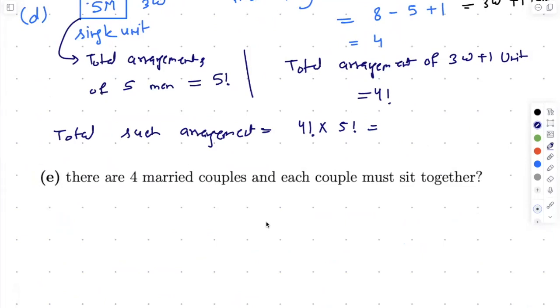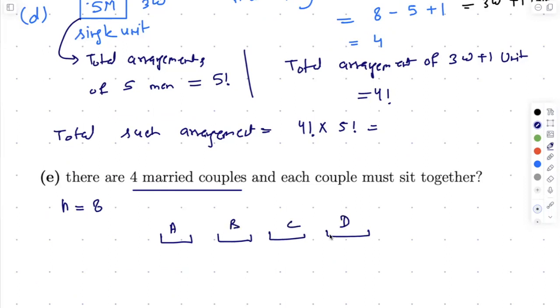There are four married couples. See, in total you have eight people. Out of them, four married couples are there. Each couple must sit together. So this is the place for the first couple, second couple, third couple, fourth couple. Let me just give them the names A, B, C, D. These are the four couples you can have.